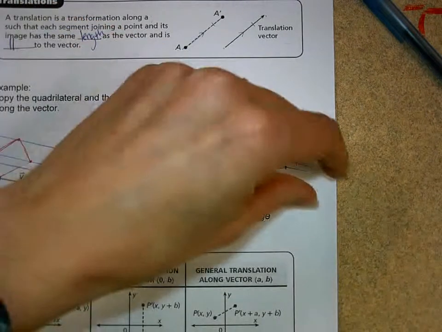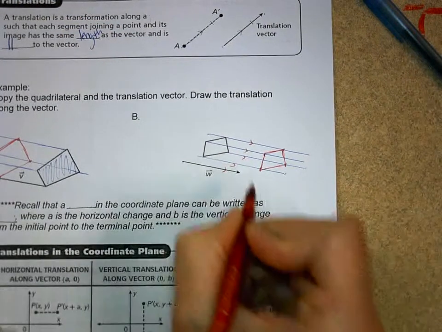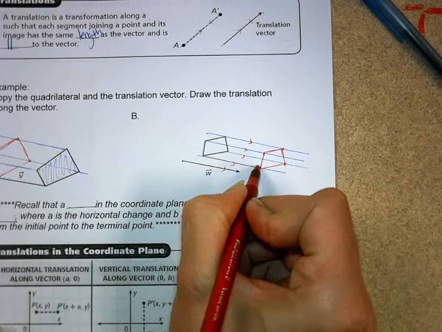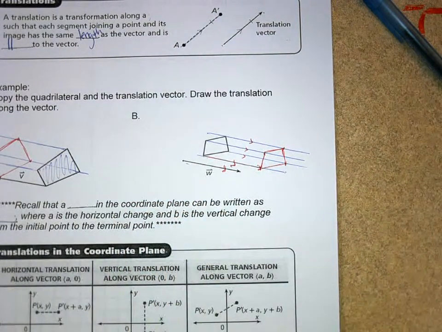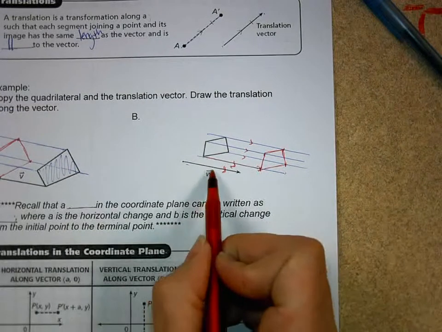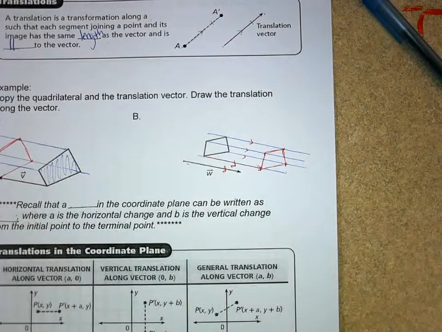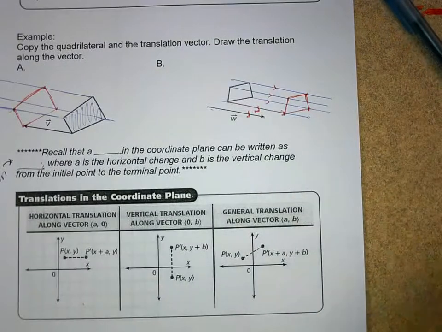It was translated down there for this whole distance. Notice if I was to measure this from here to here, it would be exactly the same and parallel to my vector. Does that make sense? And also remember the vector notation, you get the little vector arrow above it when they're talking about it.